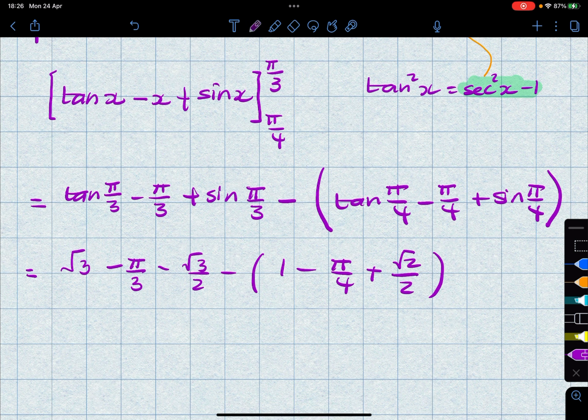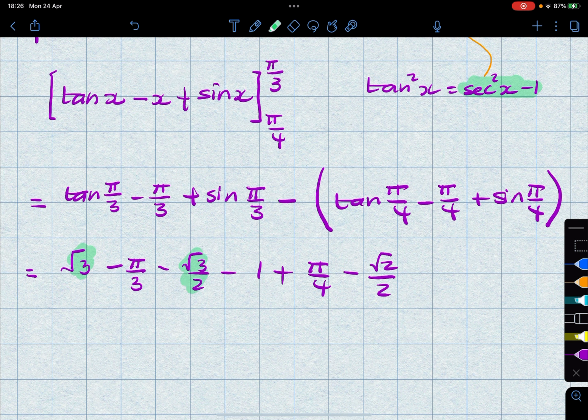So if we remove these brackets, that minus sign will affect both of these signs. I can now remove the brackets. Because they want an exact value, you're going to have to only combine terms that you know you can deal with. So root 3 minus root 3 over 2, that's root 3 over 2.